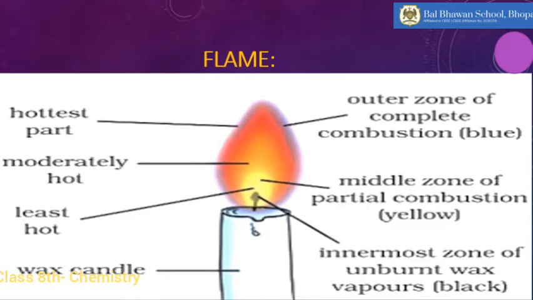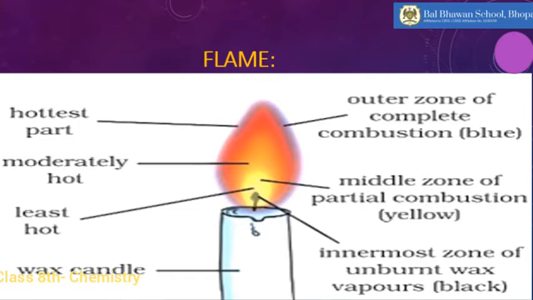When we light the candle, we observe that the innermost zone of the candle is dark in color or black in color because it contains unburned wax vapor and it is least hot. Whereas the middle zone is yellow or slightly orangish in color due to partial combustion of the carbon particles, and it is moderately hot. Why this zone is having partial combustion? The reason is sufficient oxygen is not available in this region.